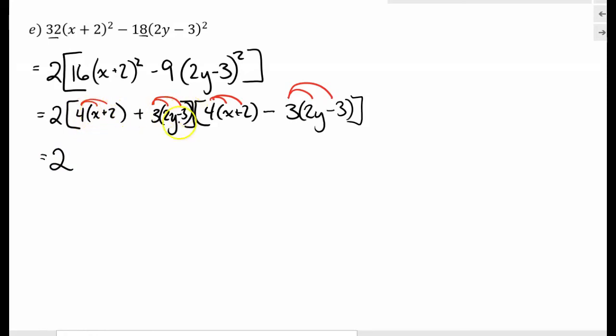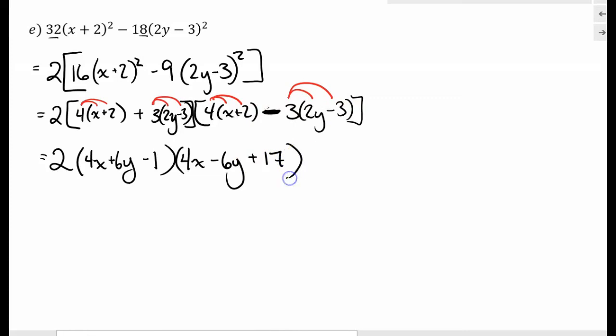Okay, so 4x, no other x terms in that bracket, so I'm just going to have 4x. We've got 8 minus 9 is minus 1, but I like my variables all together, so it's going to be 6y first. Second set, 4x minus 6y, because of that negative out front here. And then 8 plus 9 is going to be 17. Okay, and I am done here.